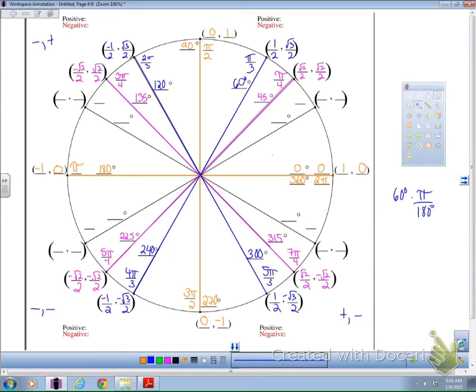Almost done. One more family. Okay. I'm switching to green. You pick a new color.